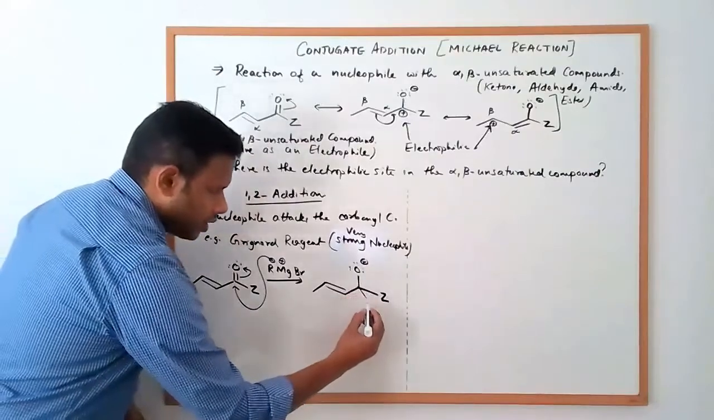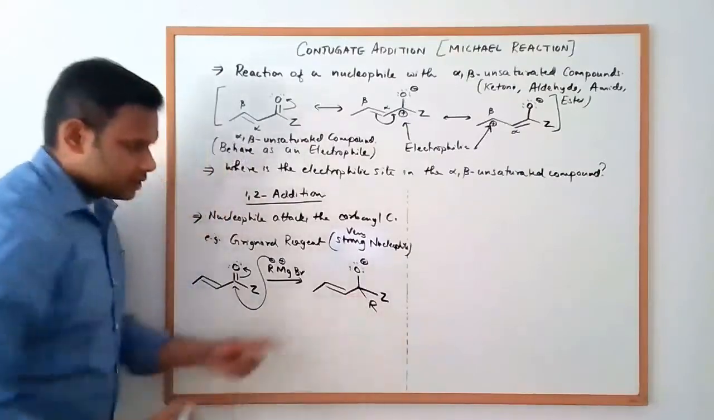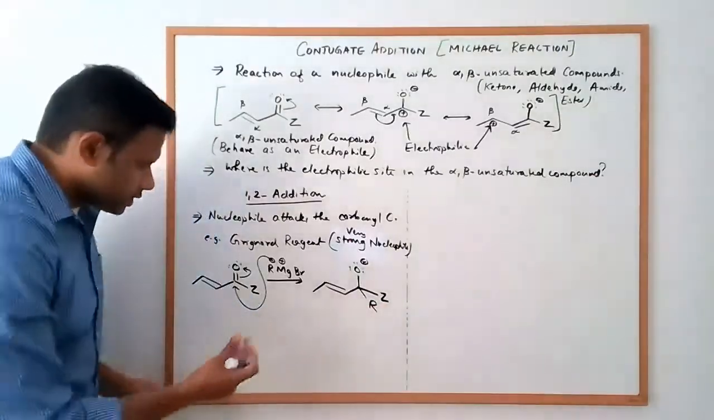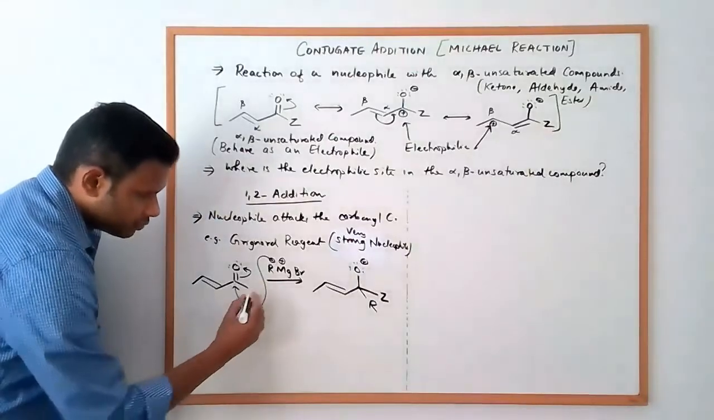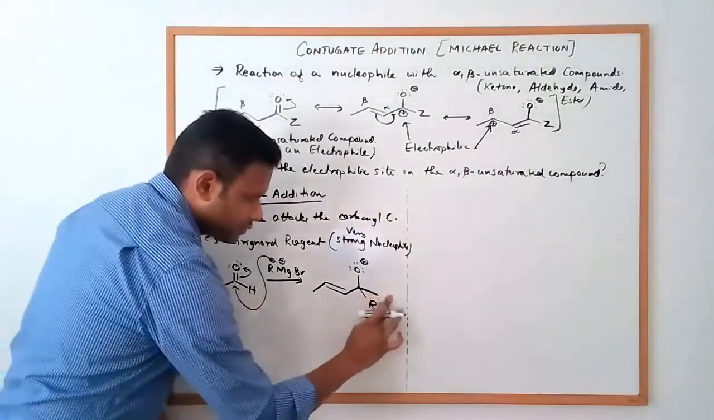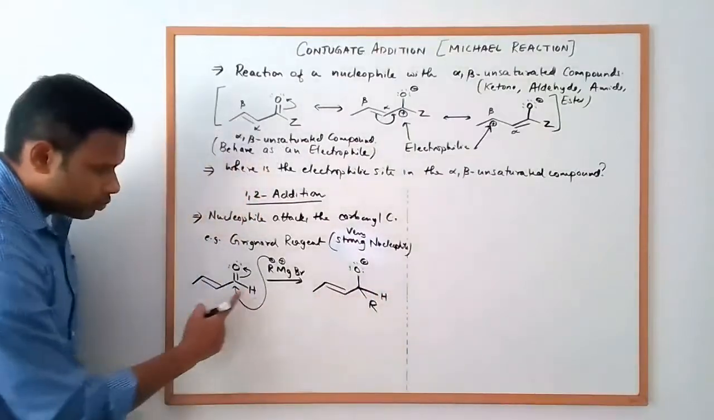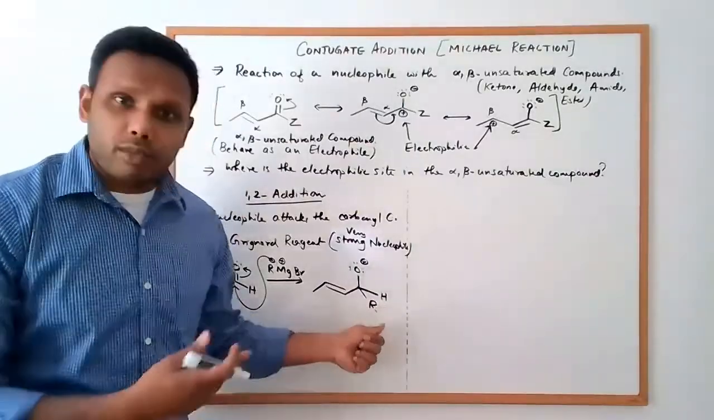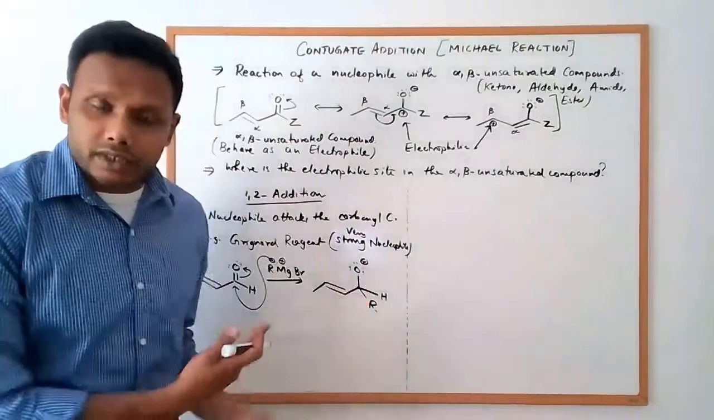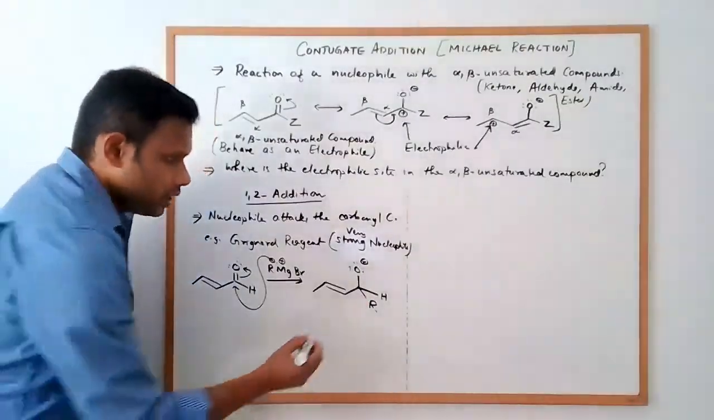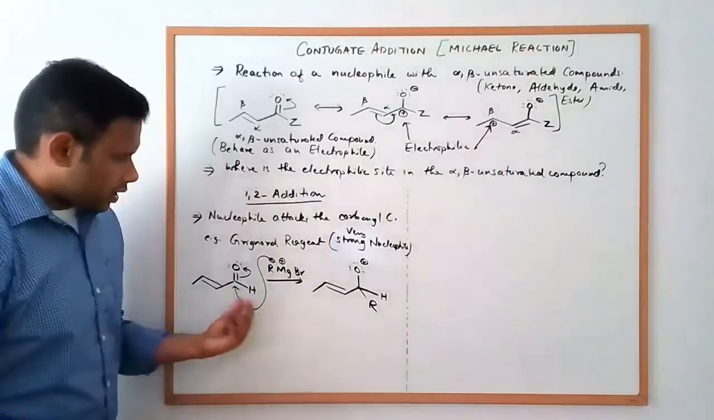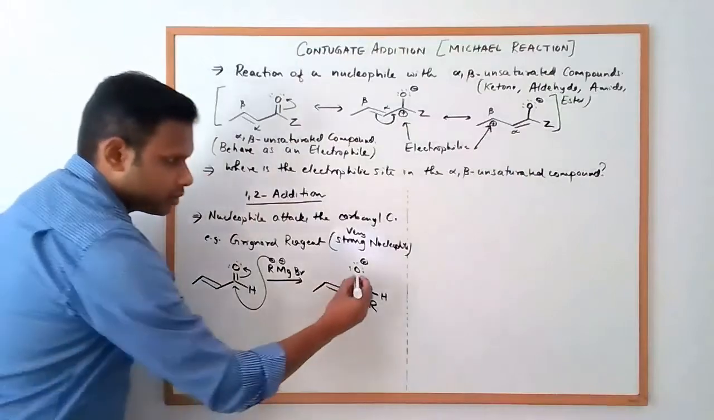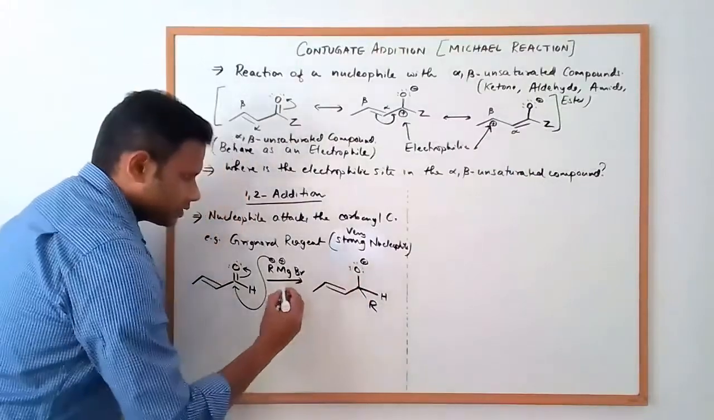Now, what happens after this would depend on the nature of the Z. For our purposes, let's substitute this with an H, so that we know we're working with an alpha beta unsaturated aldehyde, because if we were working with a carboxylic acid derivative, the outcome of this tetrahedral intermediate would be very different. With an alpha beta unsaturated aldehyde, the nucleophile attacks the carbonyl carbon and gives you a tetrahedral intermediate. That's the first step.